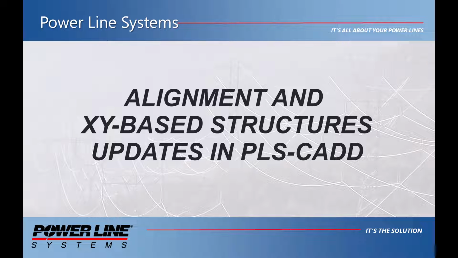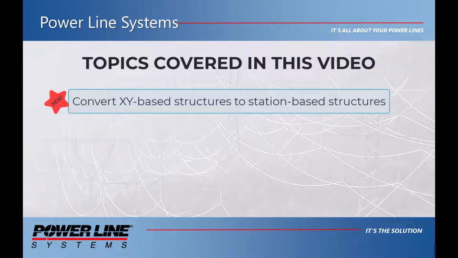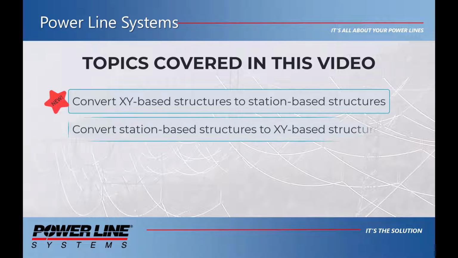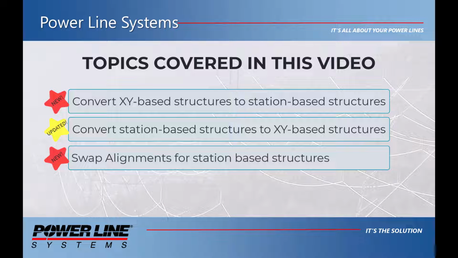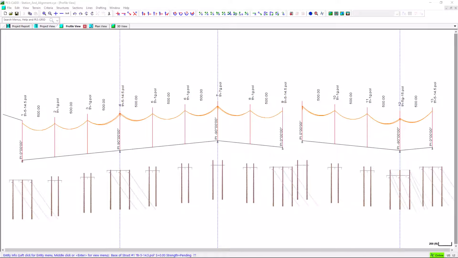Hello, and welcome to the Power Line Systems video on updates to alignments and XY-based structures now available in versions 18 and 19. This video will cover the command to convert XY-based structures to station-based structures, updates to the conversion process from alignment-based structures to XY-based structures, the command to swap alignments for station-based structures, and the new feature to table edit alignments.